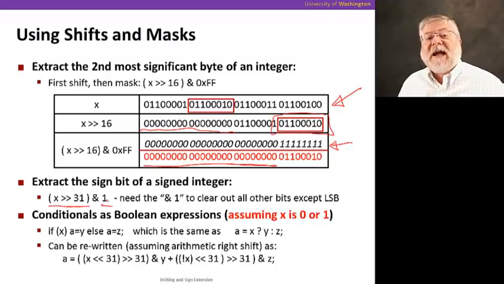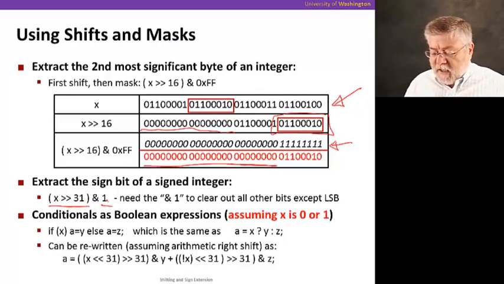So that's how we can extract the sign bit, and our result would either be 0 if the sign bit was 0, or a 1 if the sign bit was 1. And that makes it easy for us to test if that number was positive or negative. We can also do conditional as Boolean expressions. Remember, let's assume that the Boolean value is either 0 or 1 for now, not anything else.